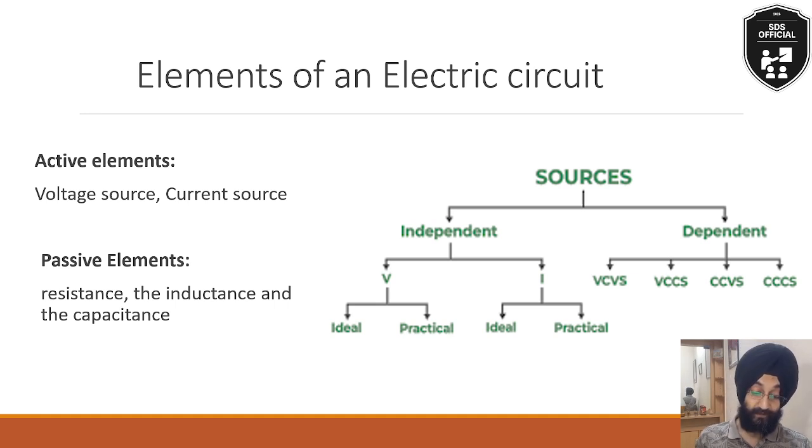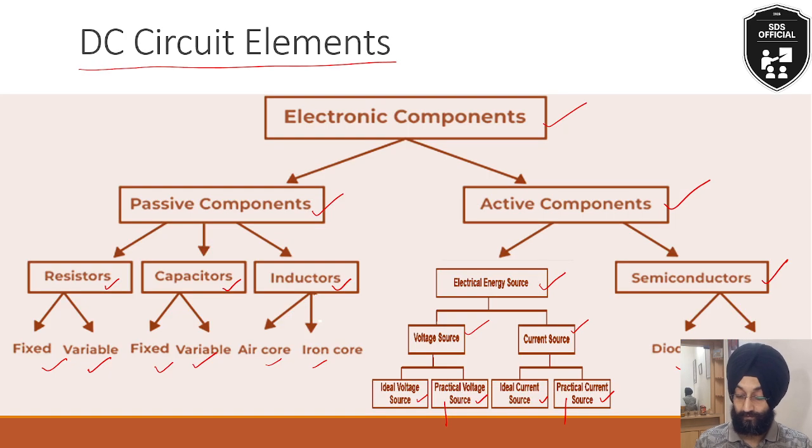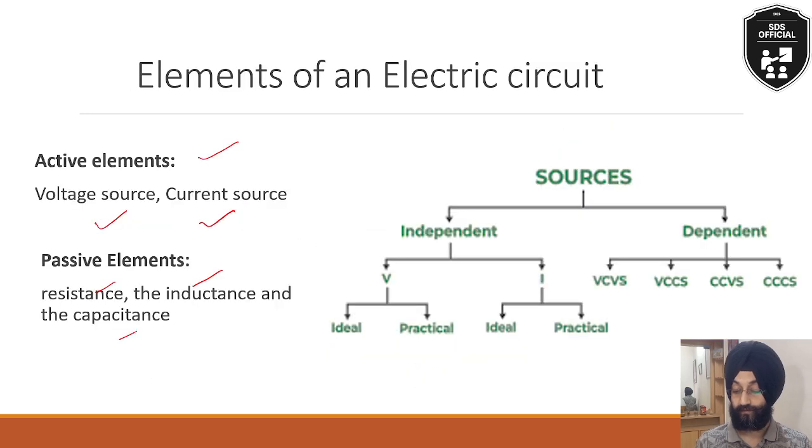So these are the elements of electric circuit, and the first one is active elements, which are voltage source and current source. Passive elements, as we have already discussed, these are resistances, inductances, and capacitances. Now the sources are further categorized. As I discussed over here, there is further classification of the energy sources. So these are the classifications.